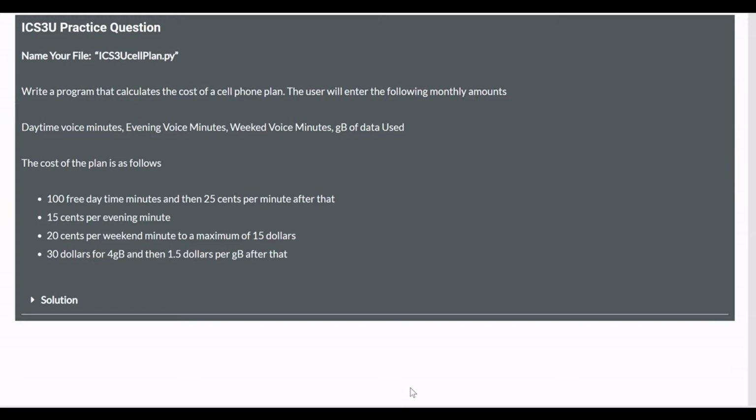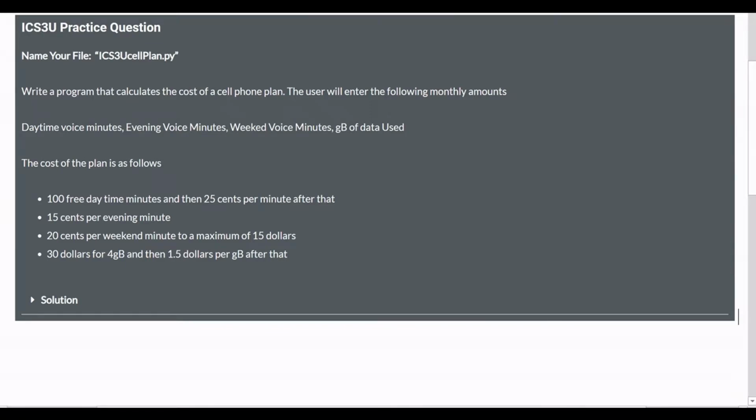The plan says you get 100 free daytime minutes and then 25 cents per minute after that, and we have 15 cents per evening minute, 20 cents per weekend minute to a maximum of $15, and $30 for 4 gigabytes, and then if you use more than that it's $1.5 per gigabyte after that. Okay, so this is a bit complicated, but let's see what we can do.